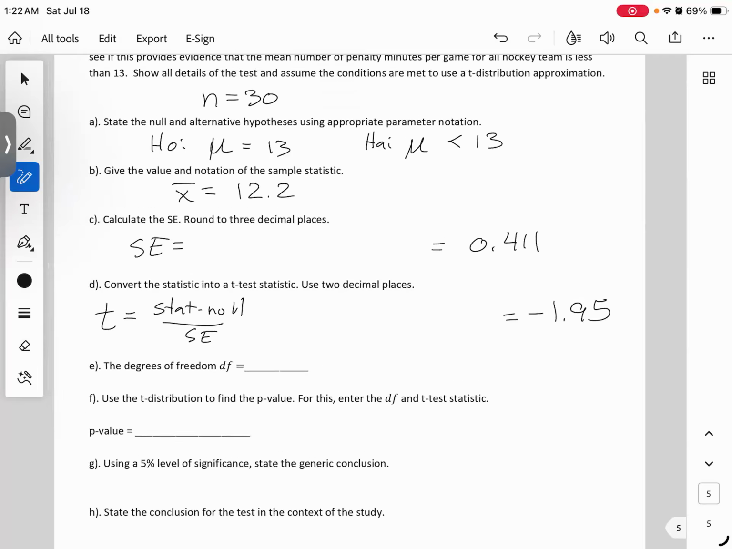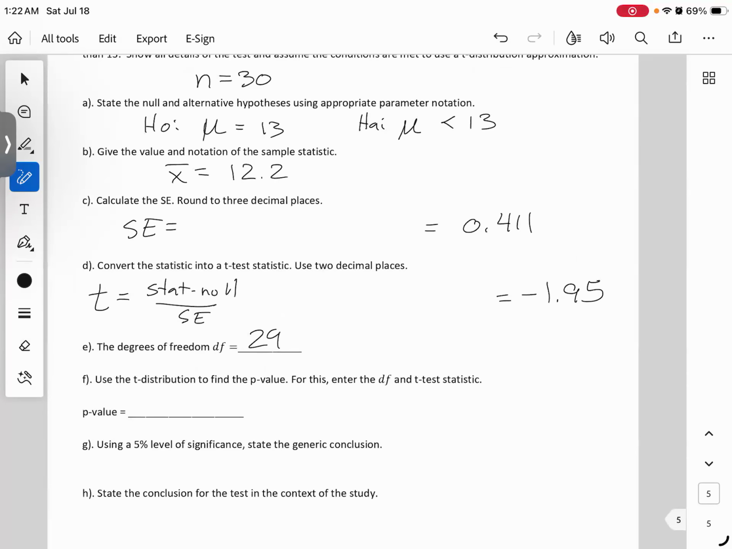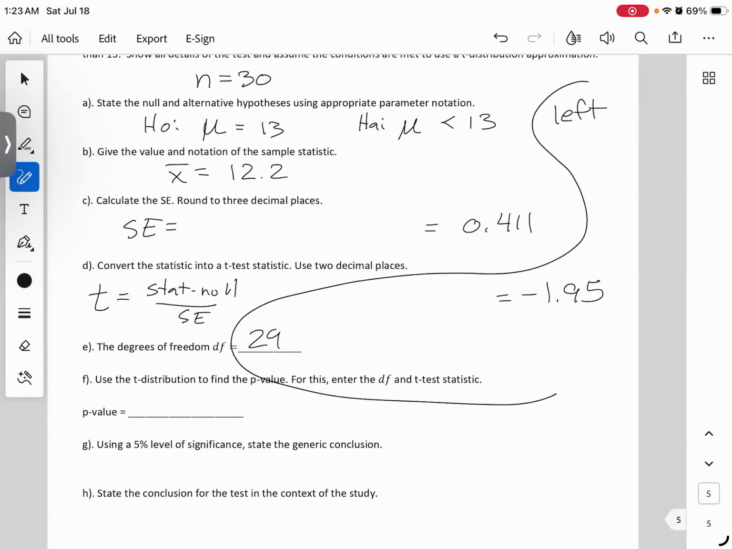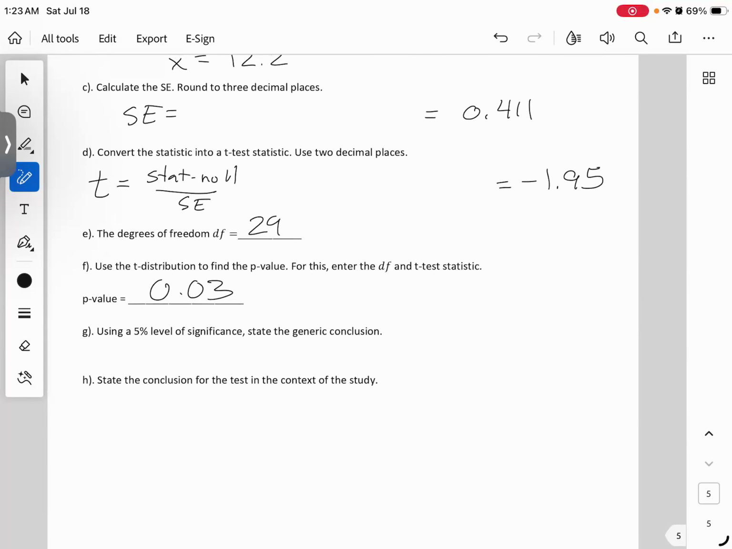Since that was 30 in the sample, your degree of freedom would be 29. Using that it's a left tail, degree of freedom 29 and negative 1.95, I'll show that in just a second. You should get 0.03 for your p-value, which I'm going to let you write out. It would be reject H0. There is enough evidence that the mean number of penalty minutes per hockey game is less than 13.